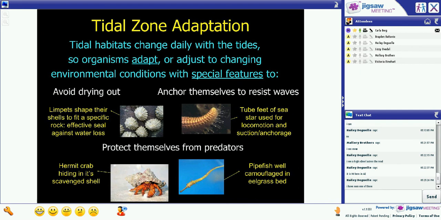Make sure you hit your talk button, Brayden. Another organism that uses camouflage. Oh, why don't you go ahead and put it in the text chat then? And while you're typing, we will let Mallory share one with us.